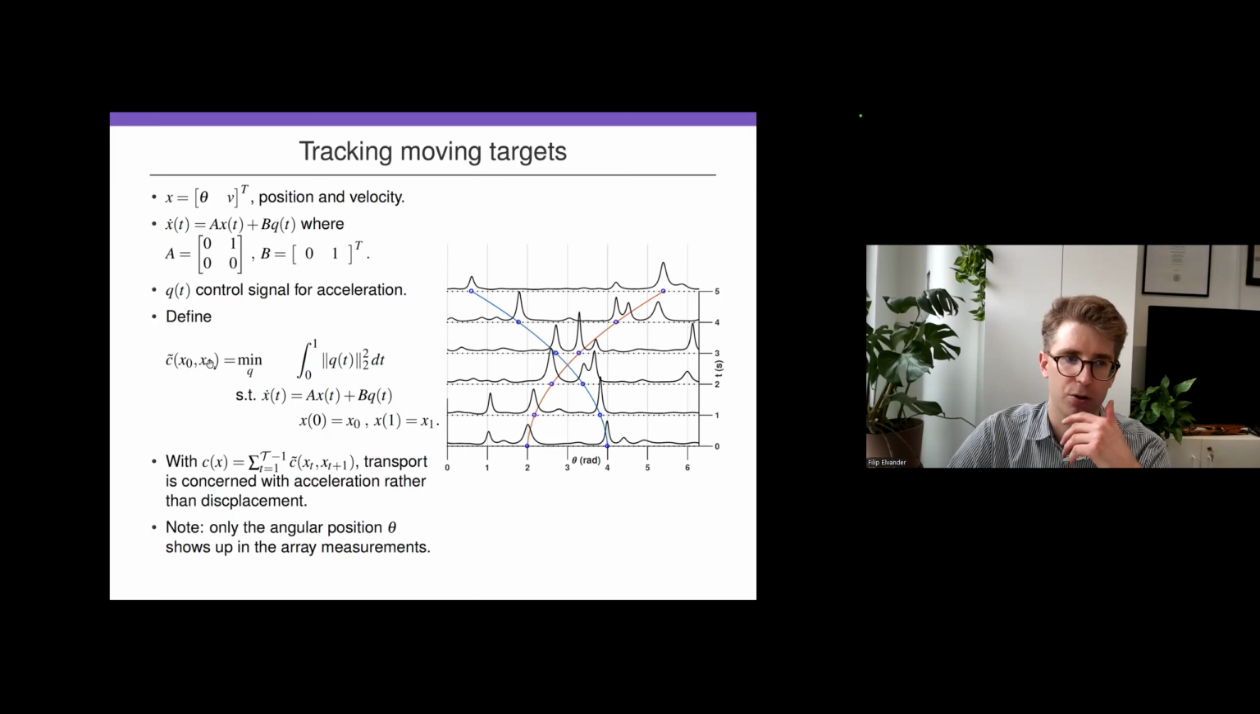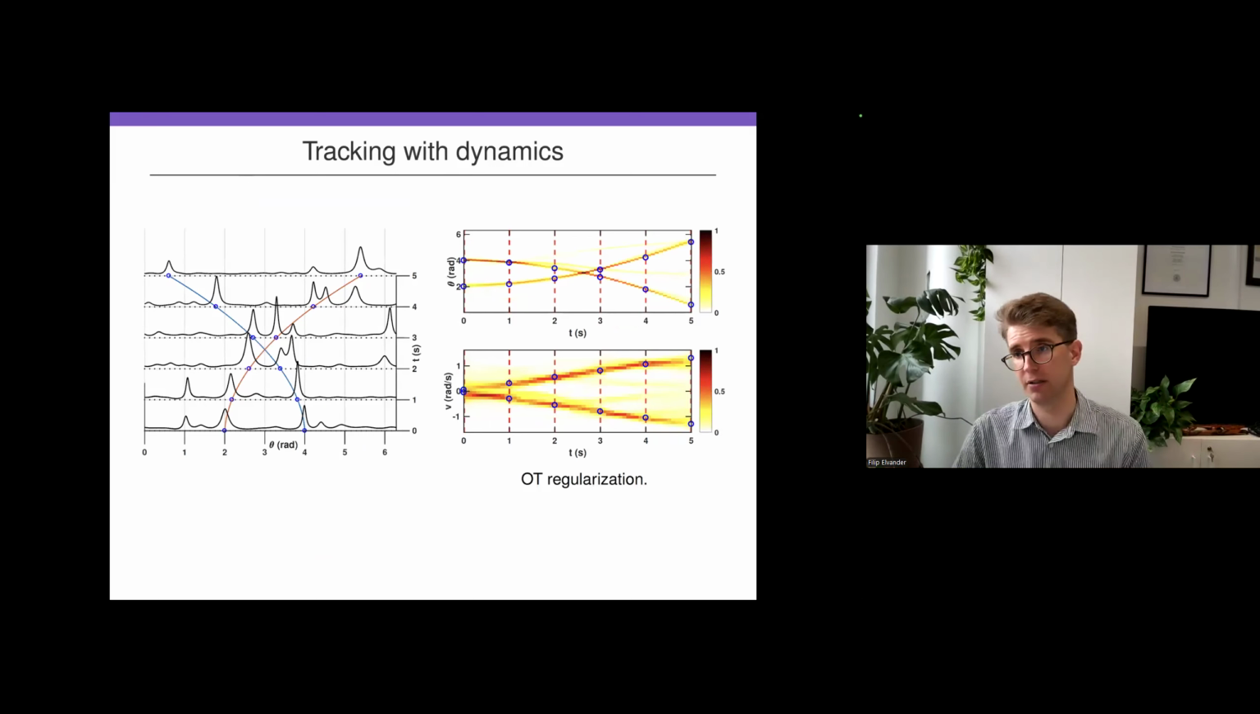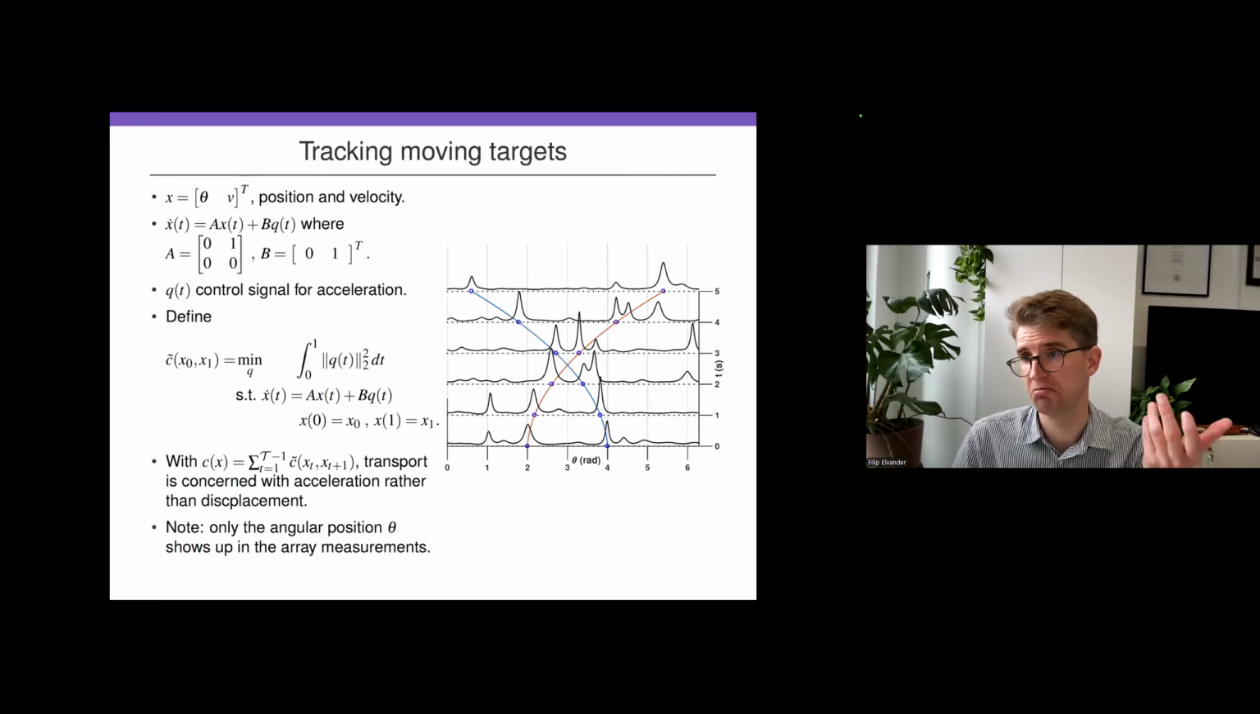Then we say that the cost of moving between two different states, so pairs of angular position and velocity, corresponds to how much you need to accelerate in some direction. Specifically, the cost corresponds to the energy of that acceleration signal. We can use that to construct this sequential cost function again. And as it turns out, you get something that works quite well. It allows you to estimate the target velocity at the same time, which we cannot see from the measurements, but with this formulation you can infer it as well.